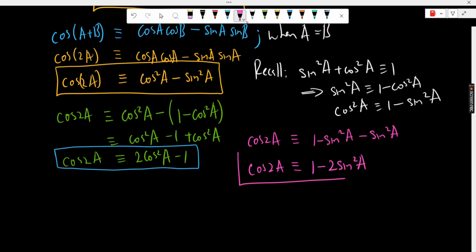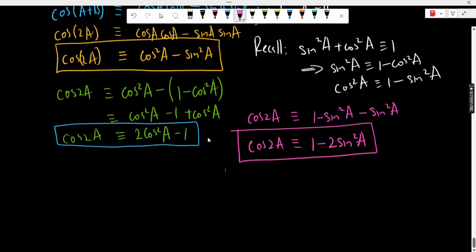And this is the third version of that identity. So depending on the situation, we may need to use the first one, the second one, or the third one. With practice, you'll know when to use which, right? So we have one last double angle formula to look at, and that is in terms of tan.